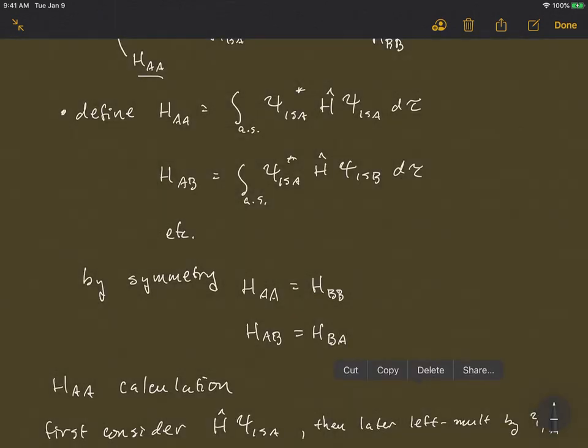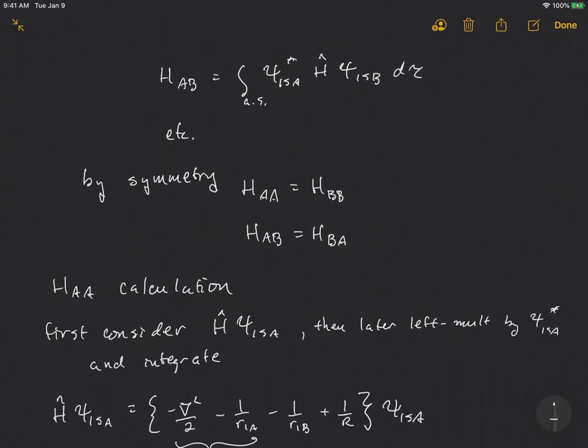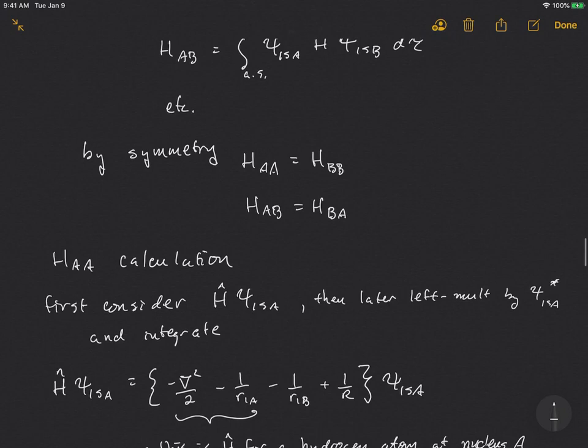So let's go through the HAA calculation. We're actually going to do this in pieces. First, I'm going to act the Hamiltonian here on the 1sA wave function. And then later, I'm going to left multiply by psi star 1sA, and then integrate, and that's going to give me our HAA. But first, we're going to just act this on this wave function.